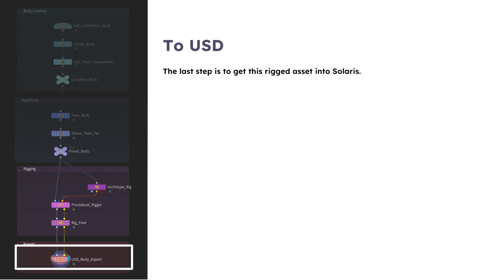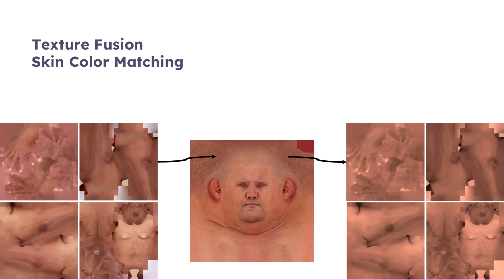So the last step in the body creation process is prepping the textures and meshes and then getting them into Solaris so that they can be packaged up. The first step is skin color matching. So even though we have a really varied array of scanned textures, the skin tone is never going to perfectly match this completely unique diffused head. And as a result, we do a little bit of color moving to move it into the correct color space so that it's a much closer match for that diffused head.